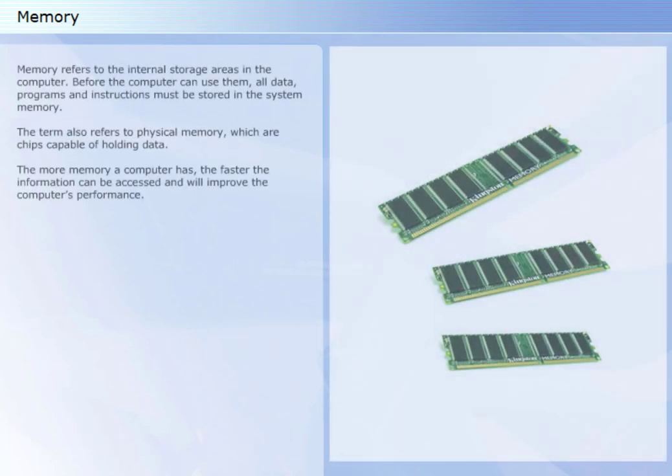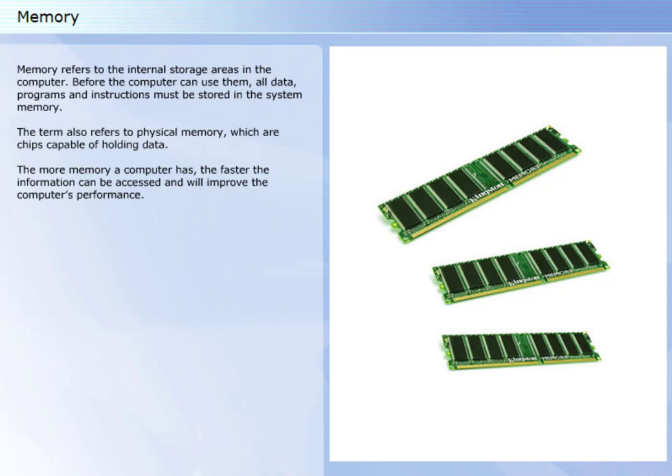Memory refers to the internal storage areas in the computer. Before the computer can use them, all data, programs, and instructions must be stored in the system memory. The term also refers to physical memory, which are chips capable of holding data. The more memory a computer has, the faster the information can be accessed and will improve the computer's performance. There are different types of memory for different tasks: RAM, ROM.